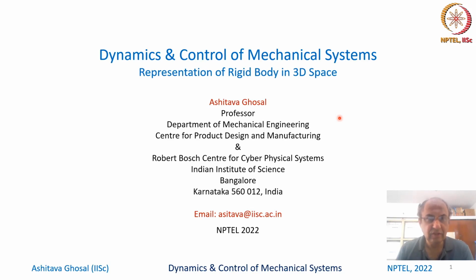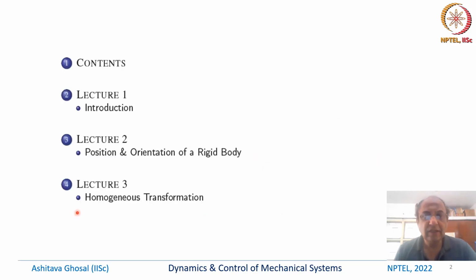In this course, we will start with the representation of rigid bodies in 3D space. The content for this week, we will first introduce mechanical systems and their various components. Then in lecture 2, we will look at position and orientation of a rigid body in 3D space. And then in lecture 3, we'll look at homogeneous transformation, where a rigid body can do both translation and orientation.